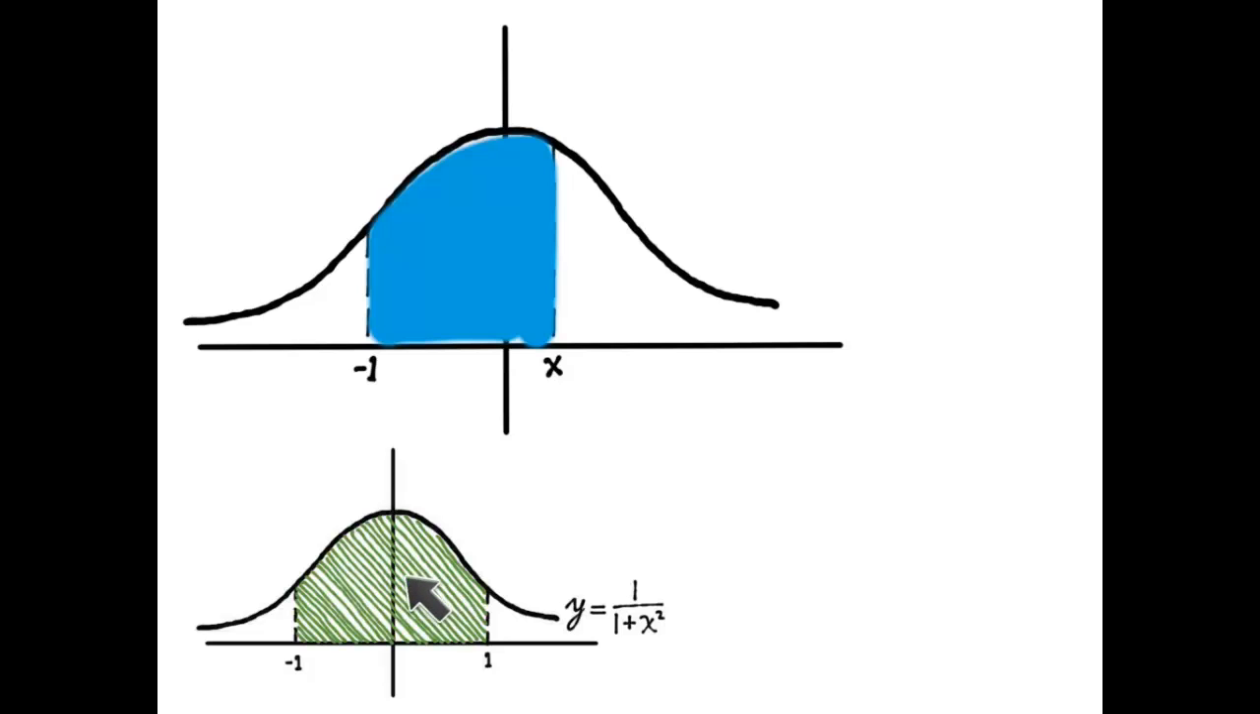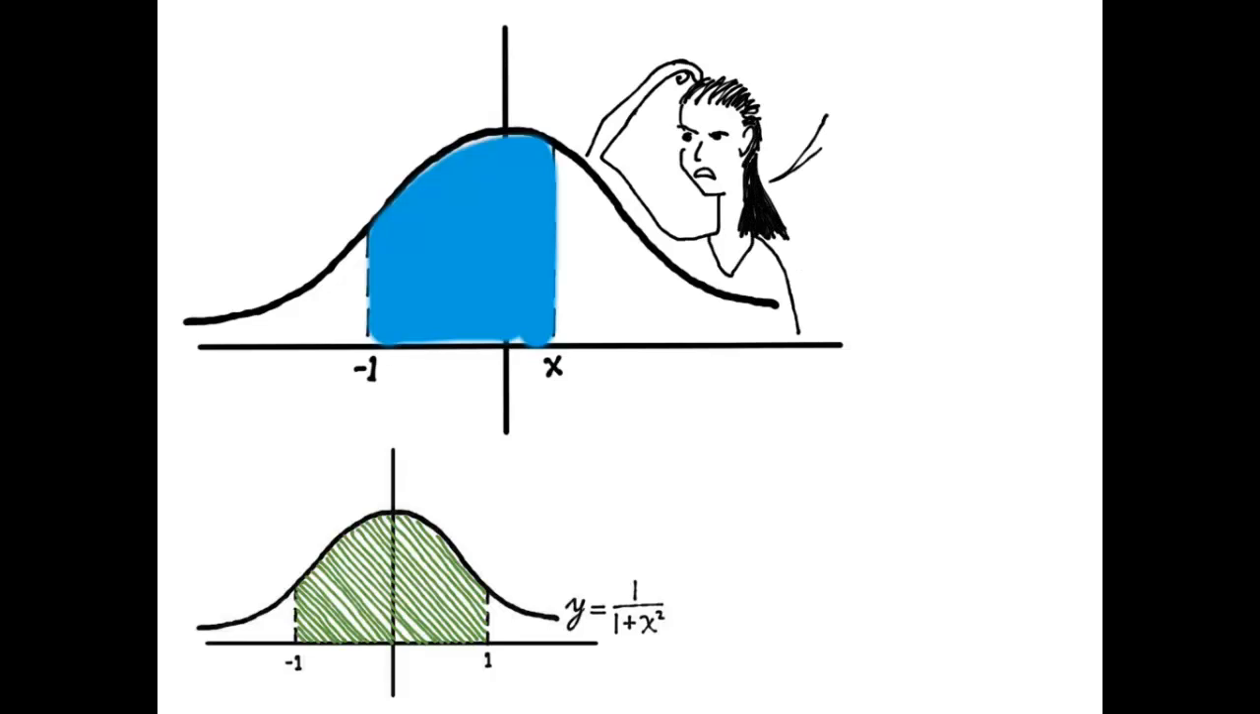Remember, here's the original problem. We want to find this green area here. We're turning it into a bigger problem where we're finding the area from -1 to x, the blue shaded region. That is a function of x. So the first thing that we need to do is figure out how to write an integral expression to represent this function of x, the area function of x.